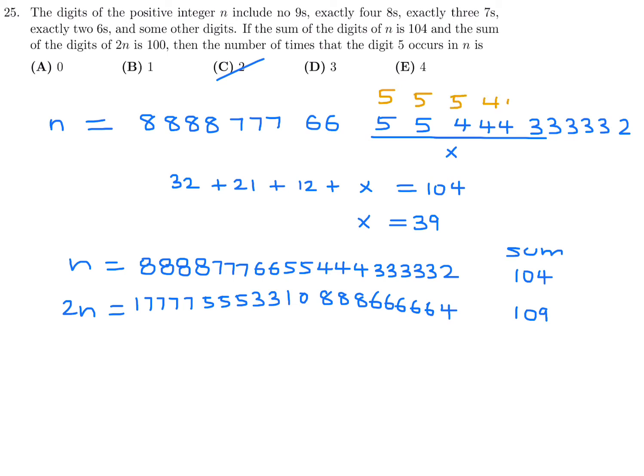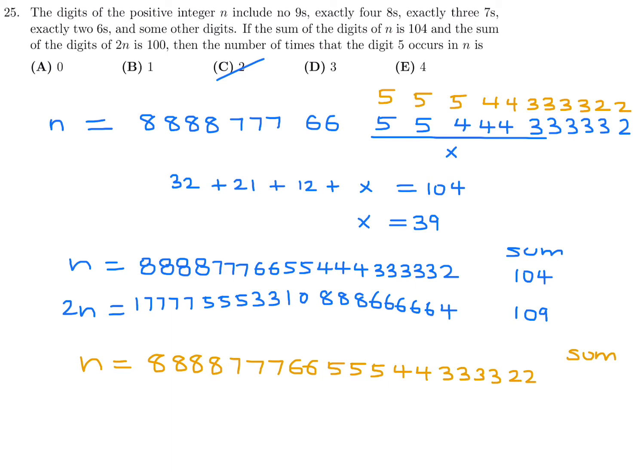That means the other numbers can be pretty much the same, like this. But I've got to make sure that one of the 3s becomes a 2, right? Because I went up, so I've got to go down to match it. So now I've got a different scenario here. This time I've got an n that's slightly different, and that sum is 104. Now let's figure out my 2n.